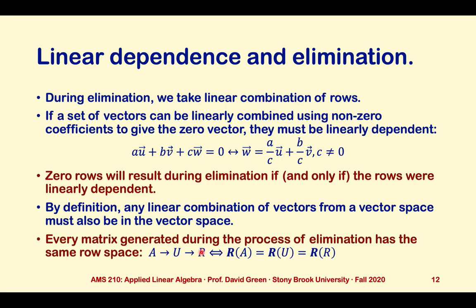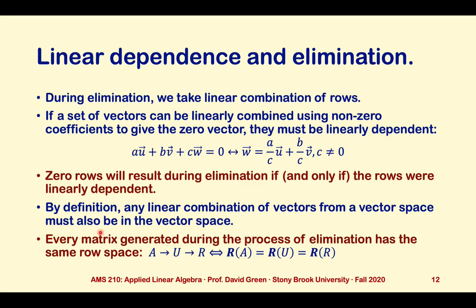Also, just by how we define a vector space as a linear span, if we take linear combinations of vectors from a vector space, they have to also be in the vector space. And this means that as we go through the process of elimination, we're not changing the row space in any way. We are taking linear combinations of the rows. Every vector we generate, every new row we generate is in the same row space.